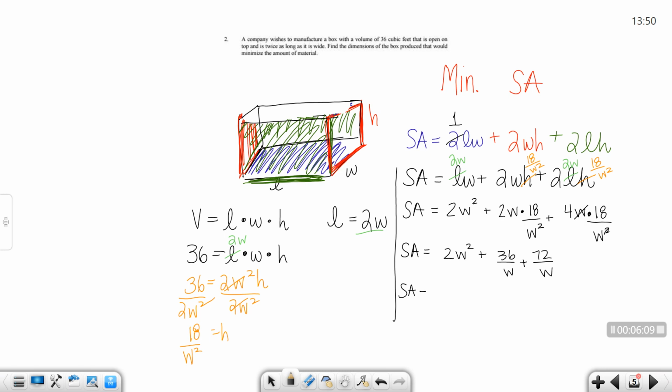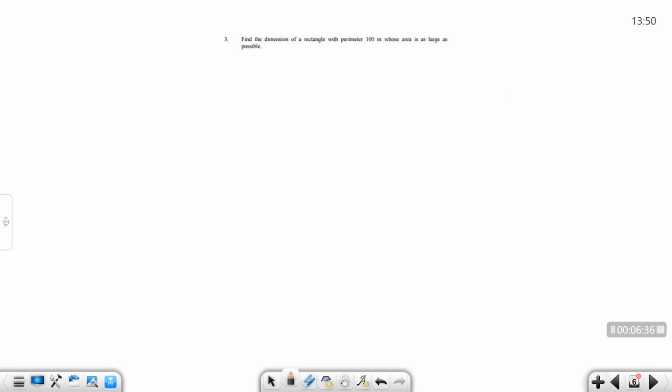Now it cleans up one more time because we have a common denominator. If I'm adding these W fractions, I have a W and a W, so add across the top, and I get 108. This is the formula for which I want to optimize. Surface area equals 2W squared plus 108 over W.